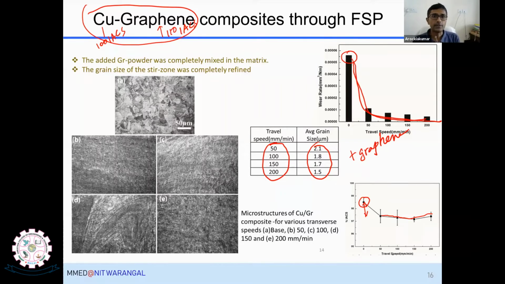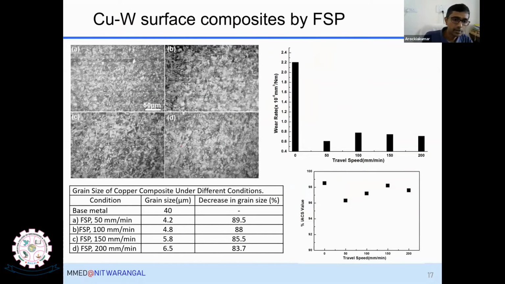So that's what was achieved through this work. Then copper tungsten composite. Sometimes strength is a more predominant material selection parameter than conductivity. By incorporating graphene, you may not be able to increase the wear resistance enormously, because graphene itself is very soft. So we can incorporate tungsten.